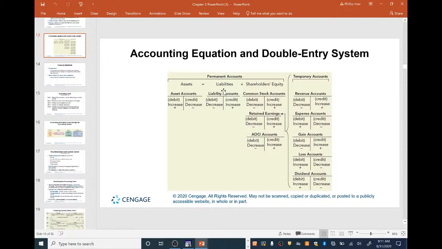Next, liabilities. Once again, liabilities is a permanent account. If we want to decrease a liability account, we debit it. If we want to increase a liability account, we credit it.